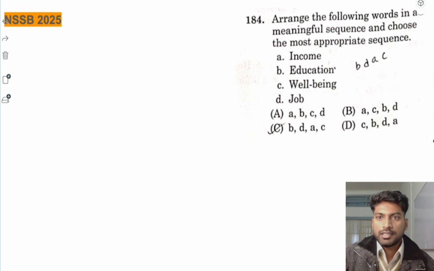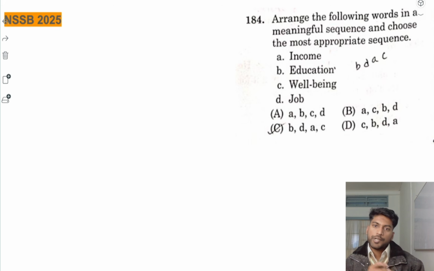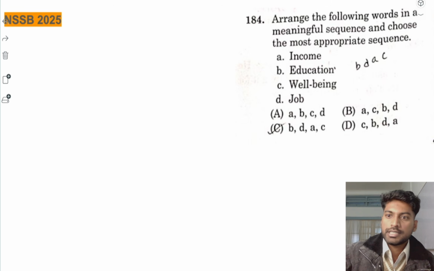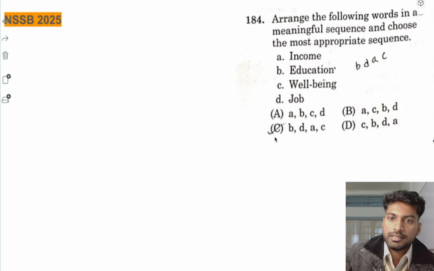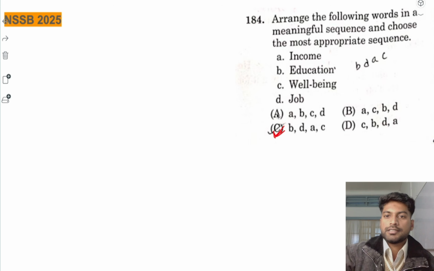Next. This is a sequence reasoning question. What do we have to do first? Income, education, well-being, and job. You have to make a meaningful appropriate sequence. First you need education, B. Start with B. So start with B. Only one option is there, that is C. Next question.